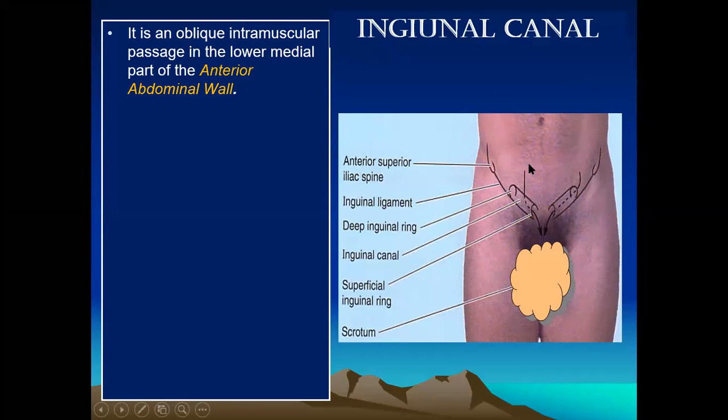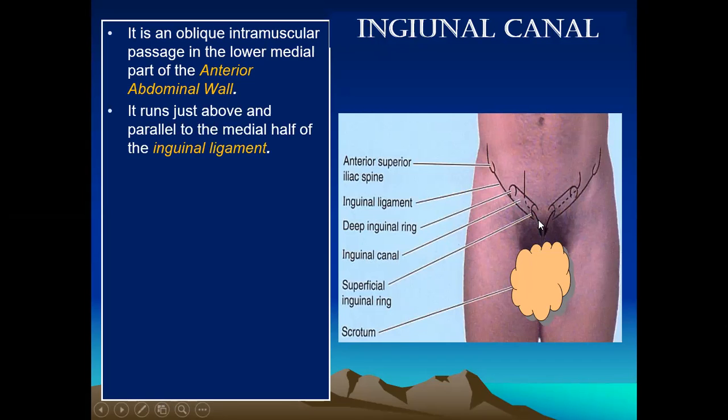In the anterior abdominal wall. Okay, so this small oblique intramuscular passage in the lower medial part of the anterior abdominal wall is called the inguinal canal. So you can see it is the inguinal canal. Here you can see the inguinal canal. What we saw here, this is the superficial inguinal ring. So this was the superficial inguinal ring which we saw.